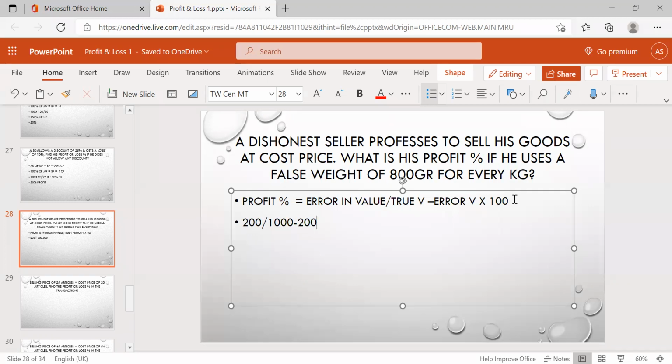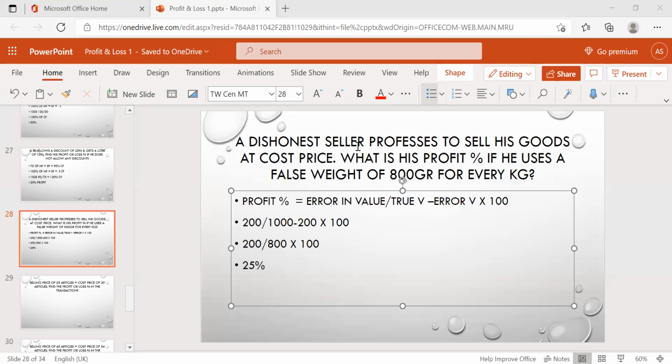But here, what's the formula? Error value by true value minus error value. True value is 1000 and error value is 200, so totally it is 800, into 100. It's nothing but 200 by 800 into 100. The zeros get cancelled, 1 by 4 into 100, which is nothing but 25%.